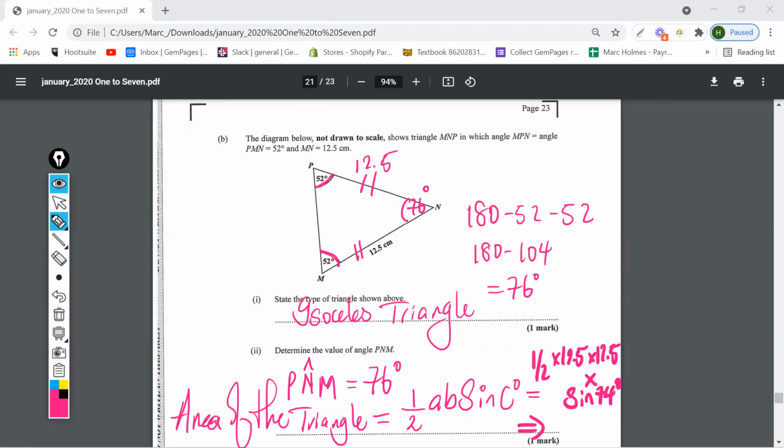But that's what we would have to use. And when we do that now, we should get the answer. Cool.